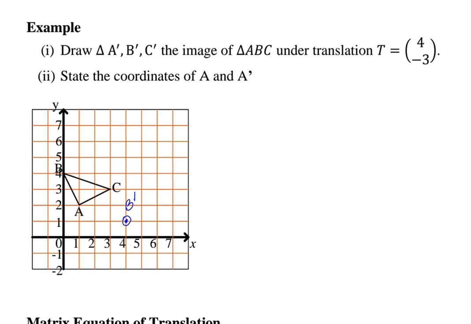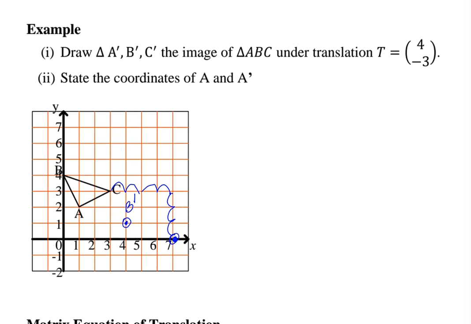All right, next we're going to move C, 4 units to the right, 1, 2, 3, 4, and 3 units down, 1, 2, 3. All right, so the new position of C is going to be here. And that new position is (7, 0).